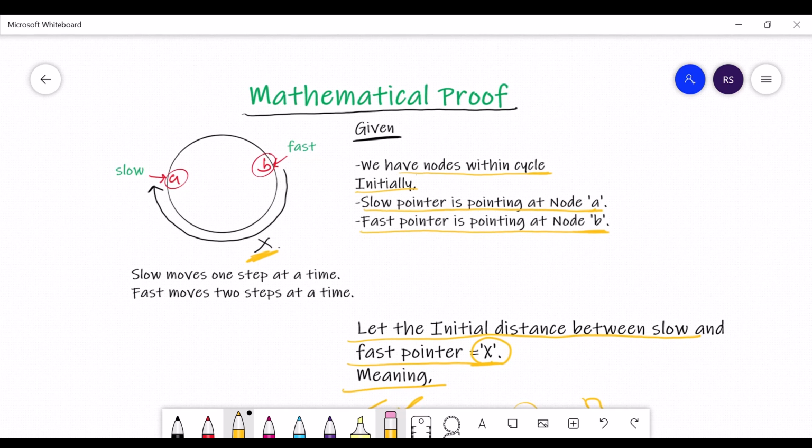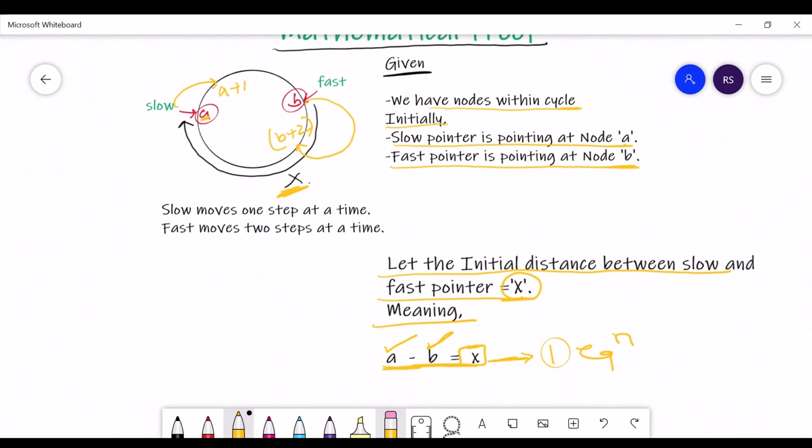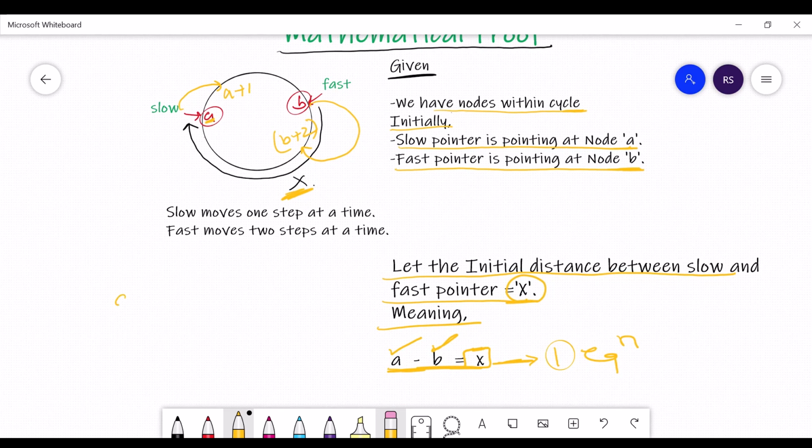After the first iteration, slow will jump from a to a plus 1, whereas fast will jump from b to b plus 2, which means the new distance between slow and fast pointer is (a plus 1) minus (b plus 2), which is equal to a minus b minus 1. And we know that a minus b is equal to x from equation number 1. Putting that value over here, it becomes x minus 1.